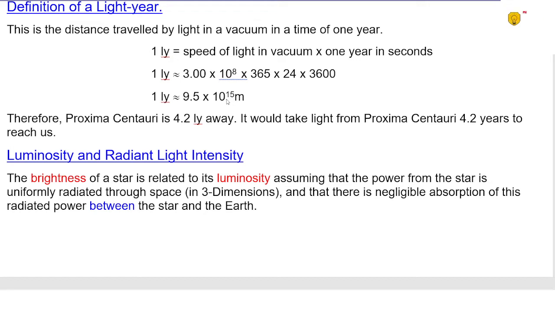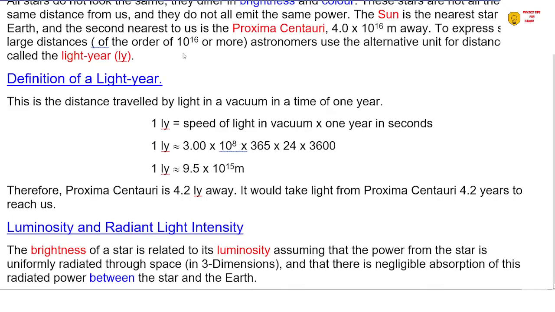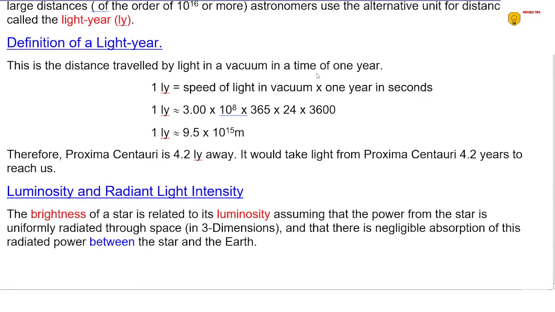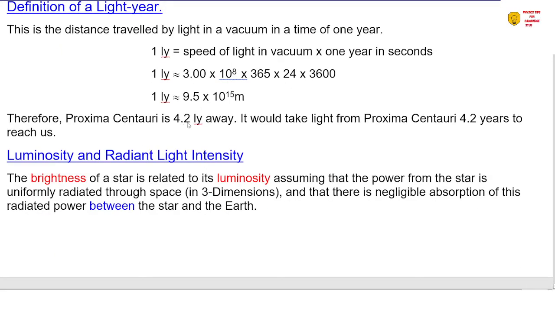Now going back to the second nearest star to us, Proxima Centauri, we find that it's 4.0 times 10 to the power of 16 meters away, which is just 4.2 light years away. So this means that light that comes from Proxima Centauri is going to take 4.2 years to reach the planet Earth.